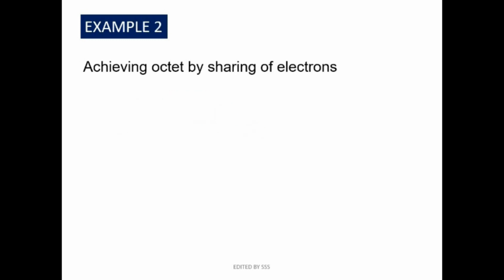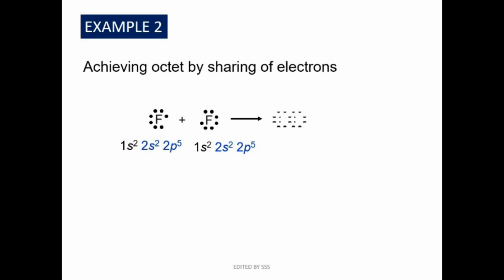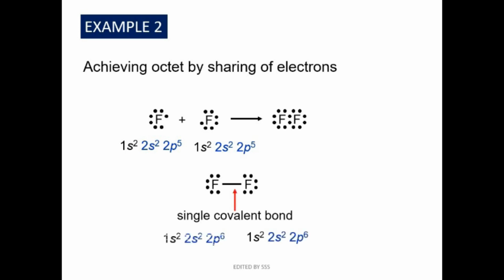Achieving octet by sharing of electrons. We have 2 fluorine atoms coming together. They have 7 valence electrons in the outer shell. When they come together to form a chemical bond, both fluorine atoms have 8 electrons in the outer shell. Now both fluorine atoms have completed octets.